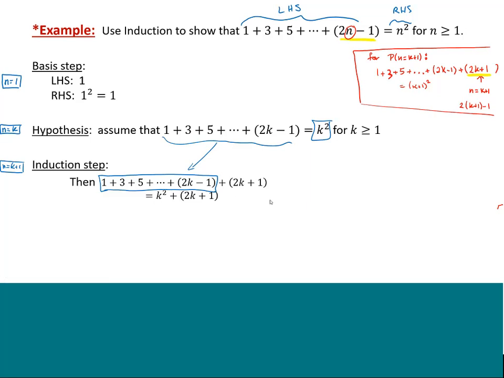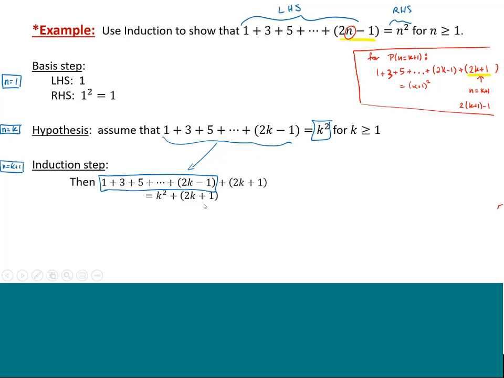But again, that is to some extent personal preference. I find it much easier to spot this thing if that 2k minus 1 is right down here. But again, not everybody does it that way. Now, once we've replaced this sum with the k squared, there's only that last k plus first term. So we've got k squared plus 2k plus 1.